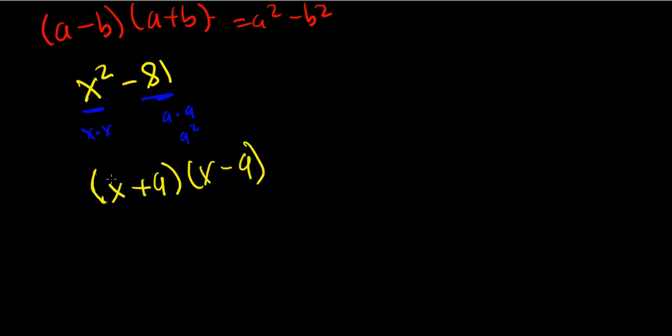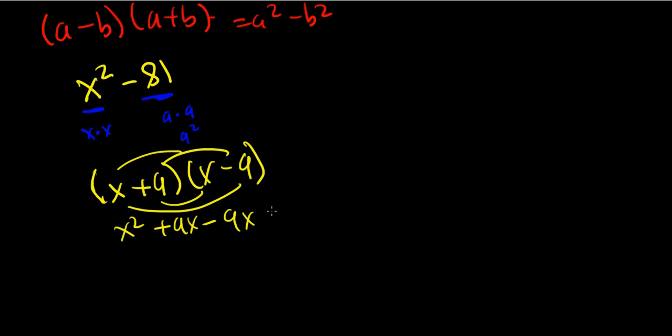And if we wanted to, we can go ahead and multiply this out again to show you that it's true. So x times x would be x squared. 9 times x would be positive 9x. x times negative 9 would be negative 9x. And 9 times negative 9 would be negative 81. And the two 9x's in the middle would cancel out, because one's positive, one's negative, leaving us with the original answer of x squared minus 81.